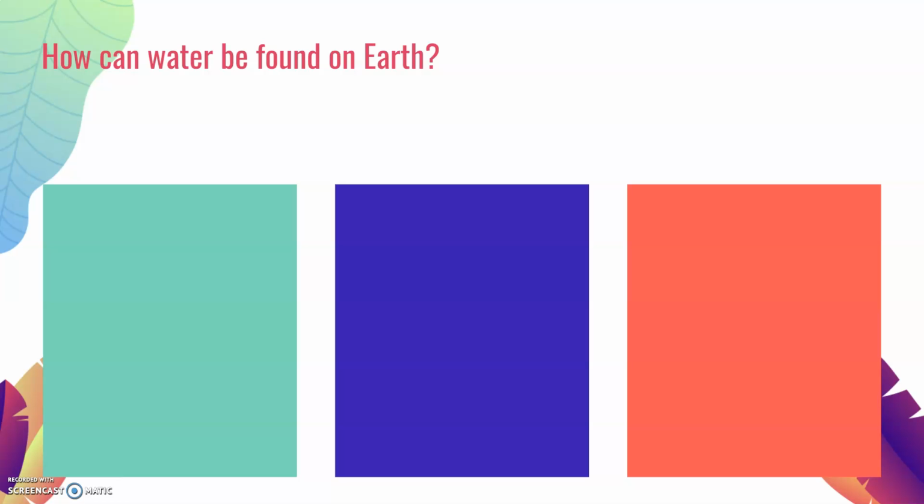Does anybody think that they know the 3 ways that water can be found on Earth, or the 3 different forms? Oh, okay. So first you said clouds, but you want to go with solid, liquid, and gas? Okay. Miss Burl, can you call on one more person to see if they agree or disagree? Okay, I agree too. So solid, liquid, and gas are all different forms of water on Earth.